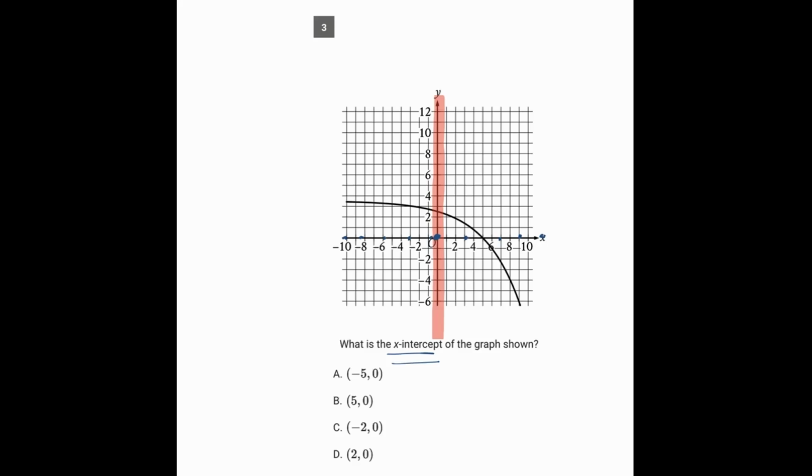So now, where does that line of y values equaling 0, where does that line hit the function? And of course it hits it right here when x is 5. So x is 5, y is 0 at that point, and that's answer choice B.